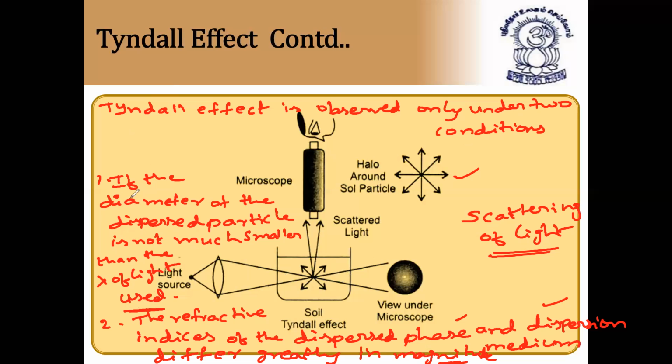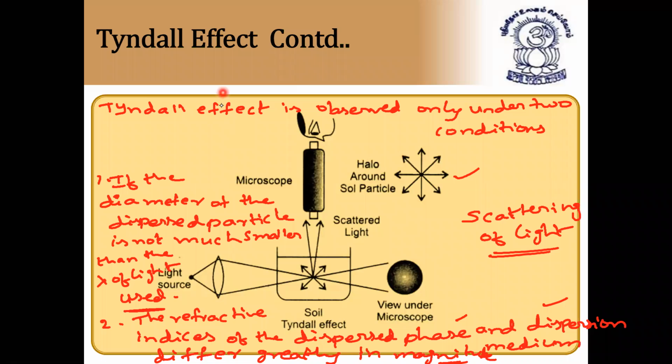It is not much smaller. The diameter of the dispersed particle is not much smaller than the wavelength of light used. Second, the refractive indices of the dispersed phase and the dispersion medium differ greatly in magnitude. The refractive indices of the dispersed phase and dispersion medium should have a lot of difference, that is, differ greatly in magnitude. So this is called the Tyndall effect. I hope it is clear. Please note down these 2 points.